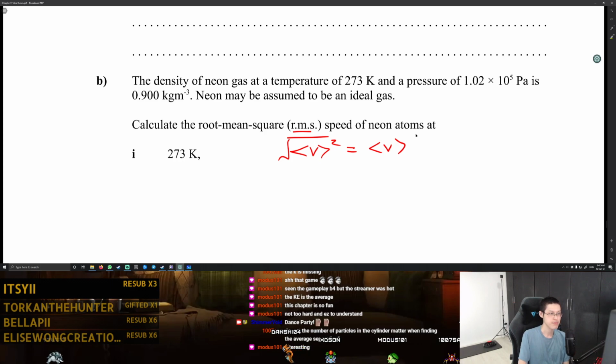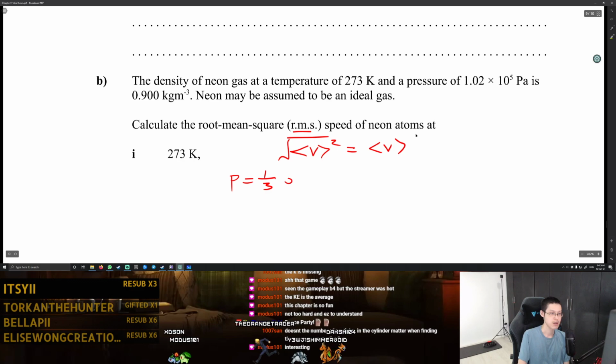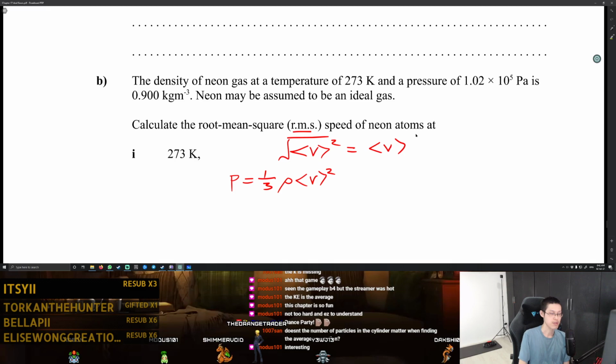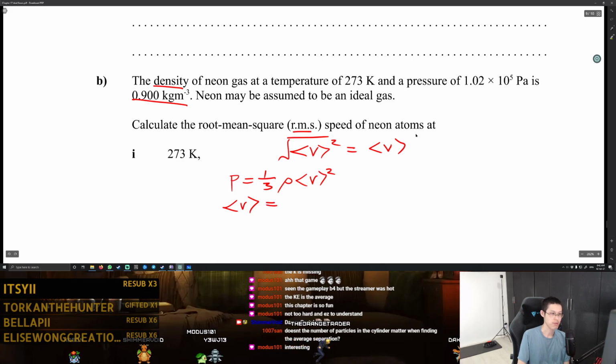Okay, so how do I find the RMS speed? Well, we know that the kinetic energy, but actually no, what am I saying? All you have to do is use the equation P equals 1 over 3 density times this guy squared. The reason you want to use this equation is because the density is given. So that's usually a hint that you should use this equation. So let's make this guy the subject. So we have 3p over rho and then square root.